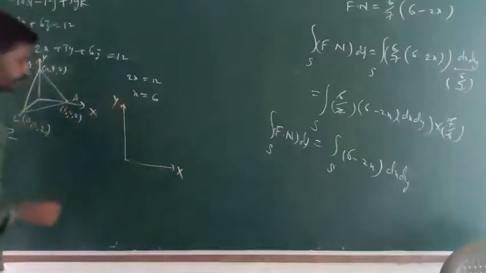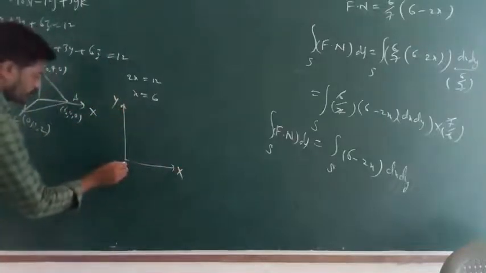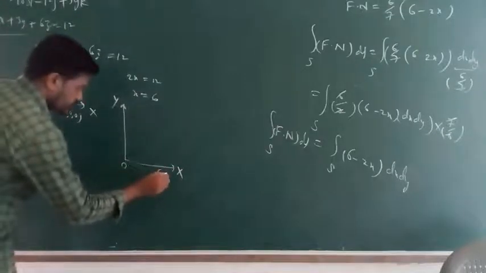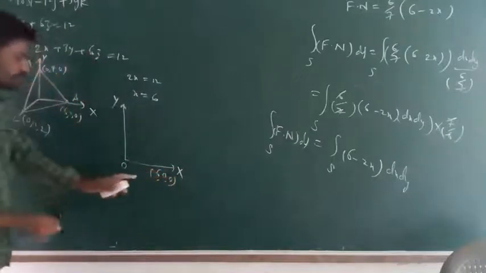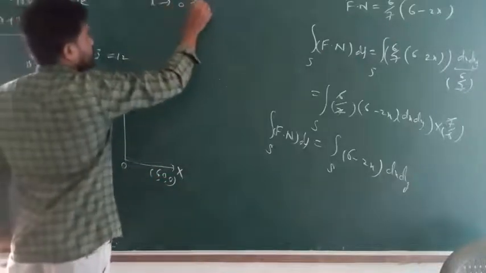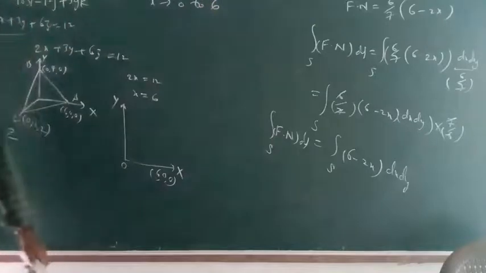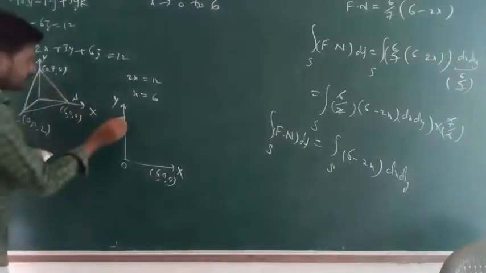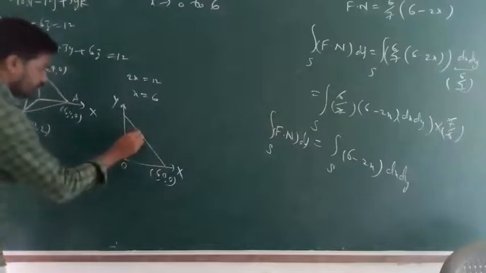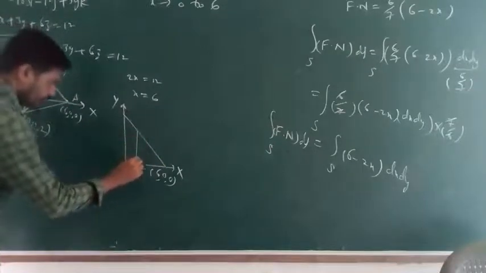So you can select this part, x-axis, y-axis. What is the origin? 0. What is the distance? So this is 0 to 6. So the x limits you can select are 0 to 6. Okay, complete. And this is the diagram. So I am selecting one strip.